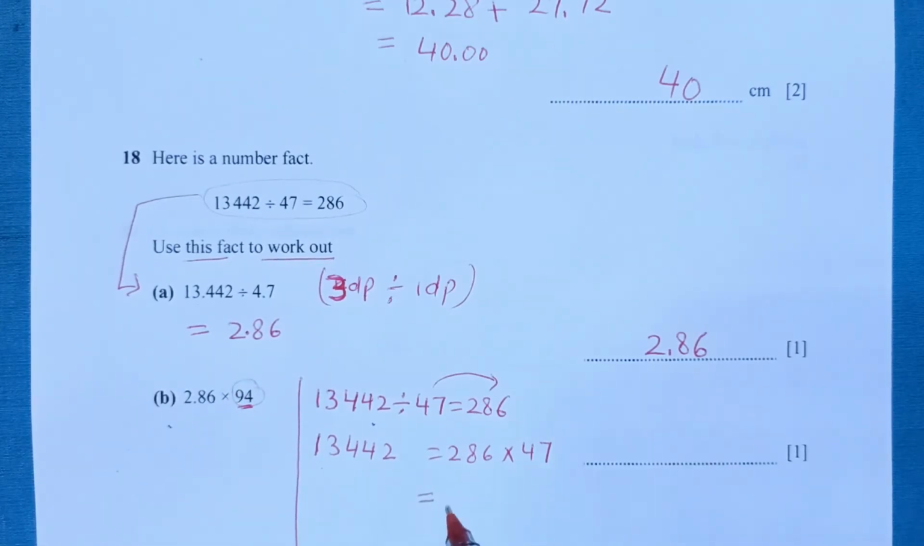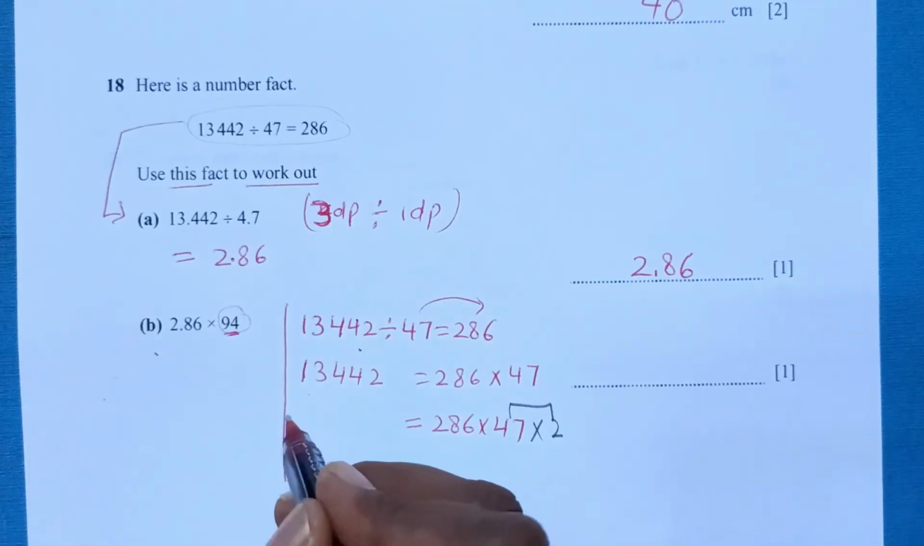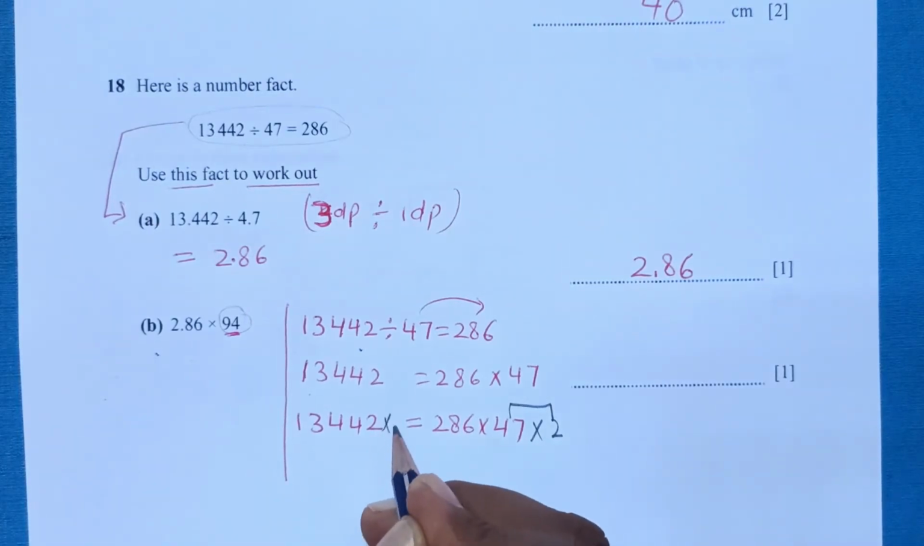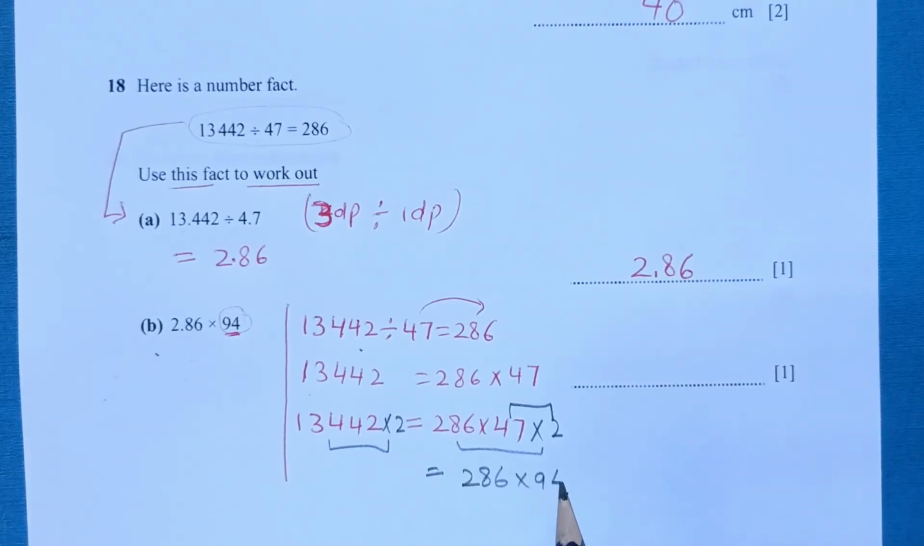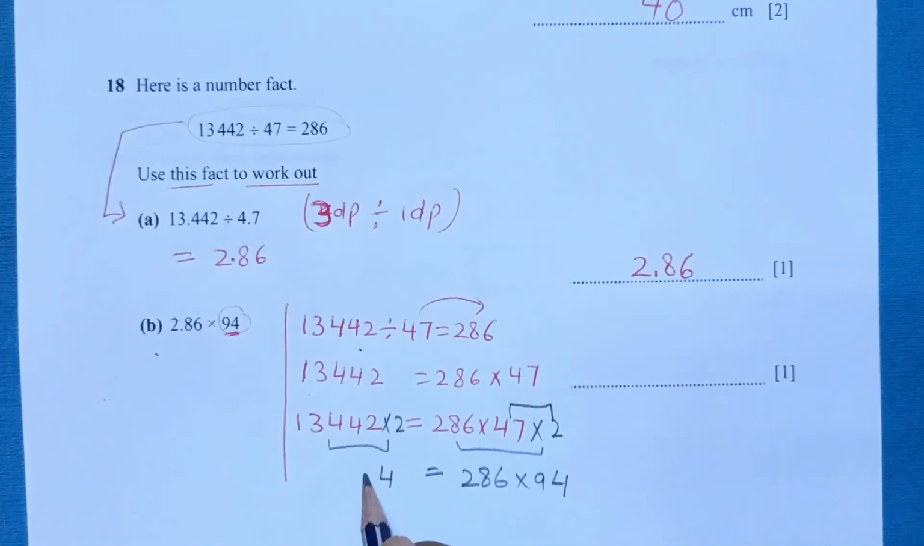Now to make it 94, what can we do? We can multiply this by 2, so it will be 94. But we cannot do it on one side, we have to do it on both sides. So 13,442, we are going to do times 2 this side also. Now this became 286 times 94. You multiply: 4 times 2 is 8, 2 times 4 is 8, 6 and 2. So we got this one now.